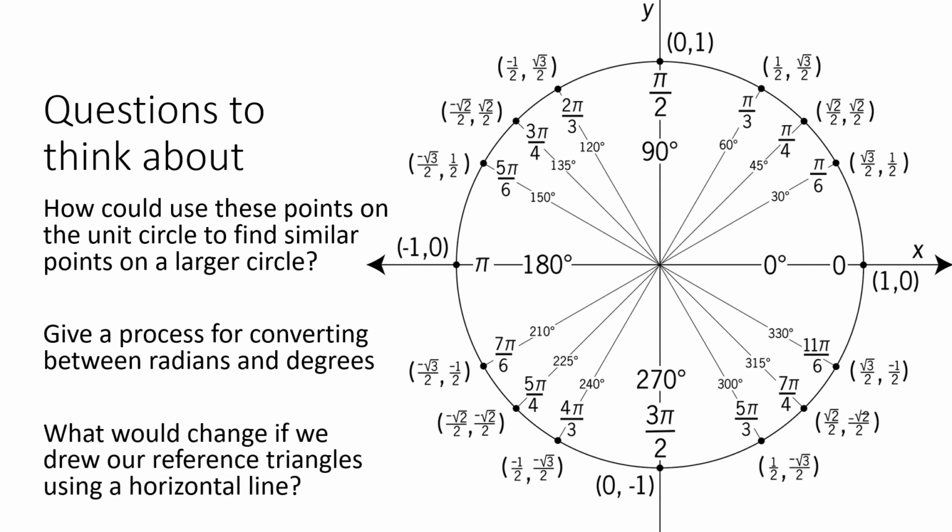And then finally, what would change if we drew our reference angles the other way? So what if we drew our angle from here to here and talked about this triangle? What would be different? And why don't we do that? Why do we always go straight down? So those are some questions to think about.